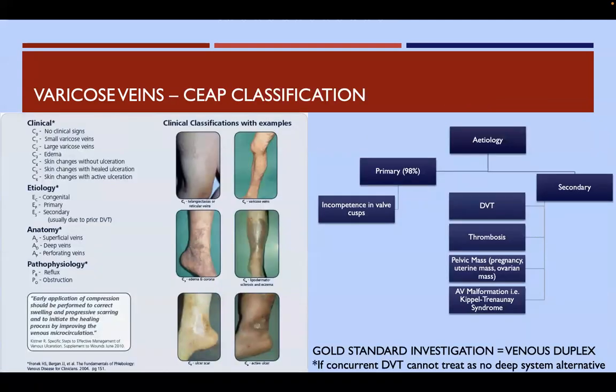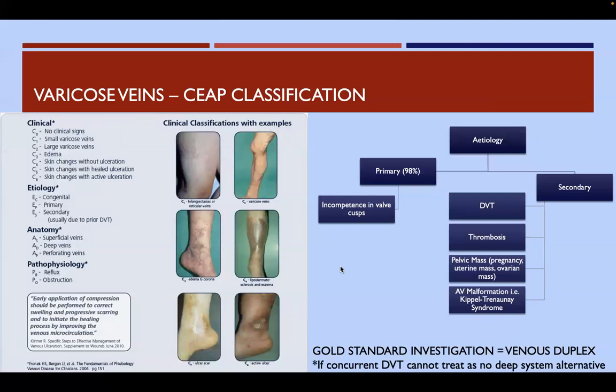Just be aware that there's a classification. If you're seeing this, you might just want to have a quick search of this and be aware of it if you're coping with these patients on the ward. Often it's incompetence within the valves, so they're not closing the valves in the legs, that causes this. And that's 98% of these patients.